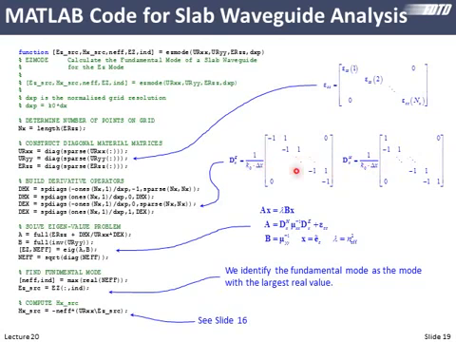Then we go ahead and we build these derivative operators. Notice they really just have two dominant diagonals. So that's what's happening.